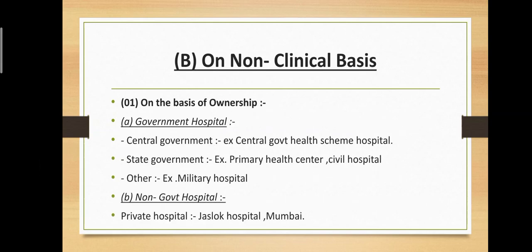On the basis of ownership, which is also divided into two types. First, government hospital, and second, non-government hospital. In government hospital, there are also three types. First one, central government. Example: Central Government Health Scheme hospital. State government. Example: primary health center or civil hospital. Third one, under the government hospital. Example: military hospital. The second subtype of on the basis of ownership is non-government hospital. Example, private hospital.